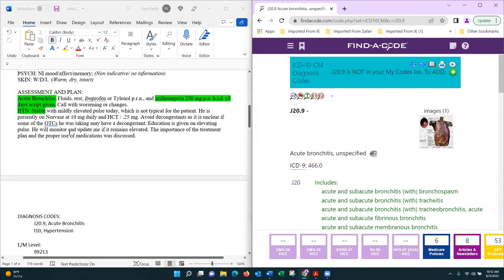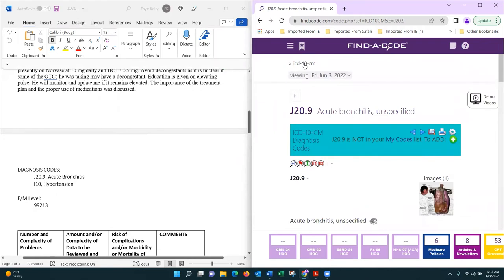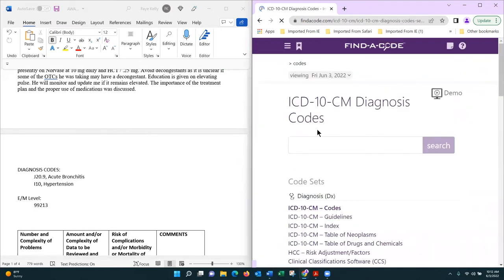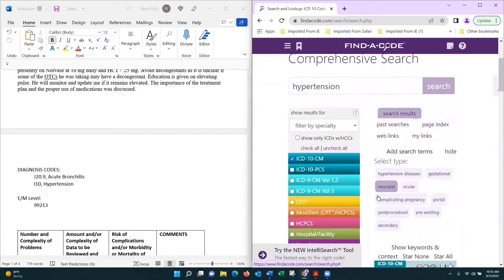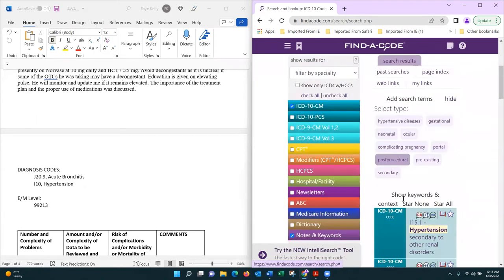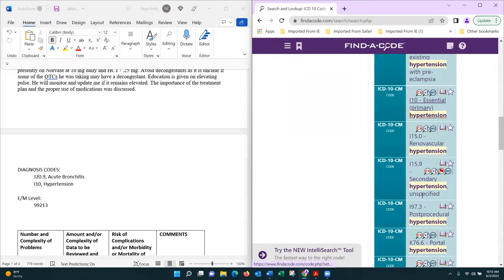Then we see we had hypertension. My guess is you've been coding long enough now, you probably know that one by heart. But we're going to pick it up and go right here with it. Look at all these options I have.